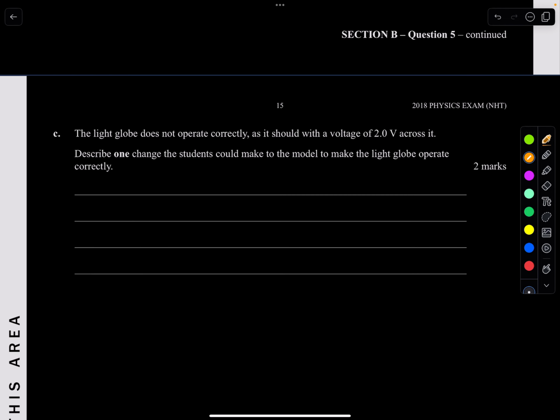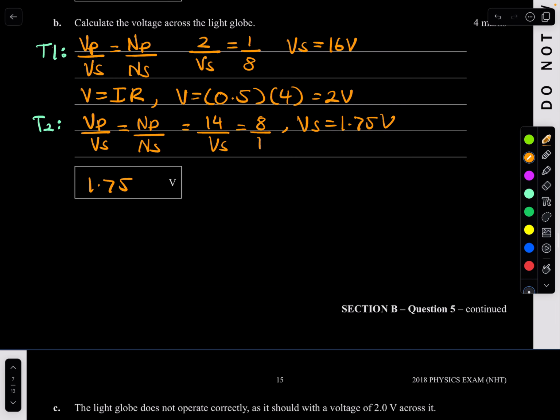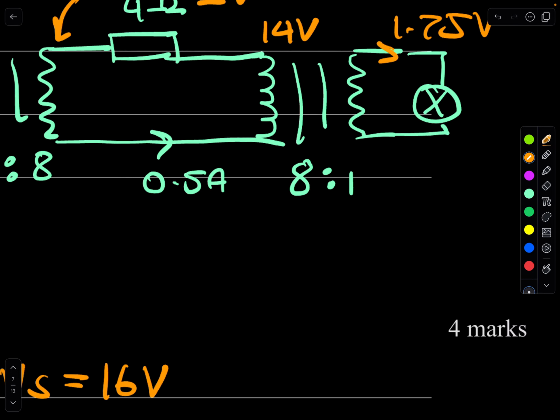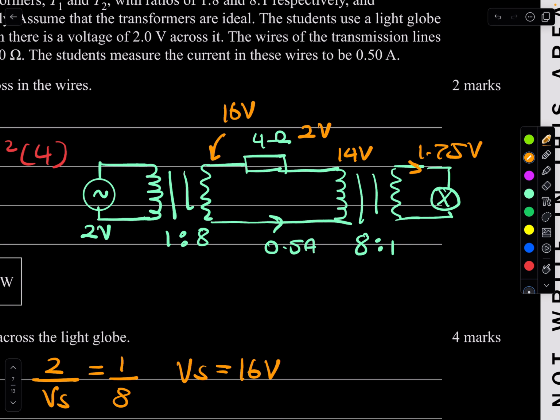The light bulb does not operate correctly, as the voltage is supposed to be 2 volts across it. Describe one change the student could make to the model to make this light operate correctly. Well, of course it wouldn't operate correctly because it's only 1.75 volts. We're not getting 2 volts into this. There are many ways you can change it, but the most basic way that comes to my mind is changing these ratios for T2.